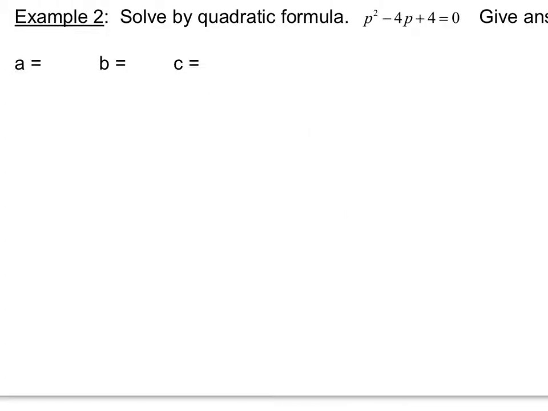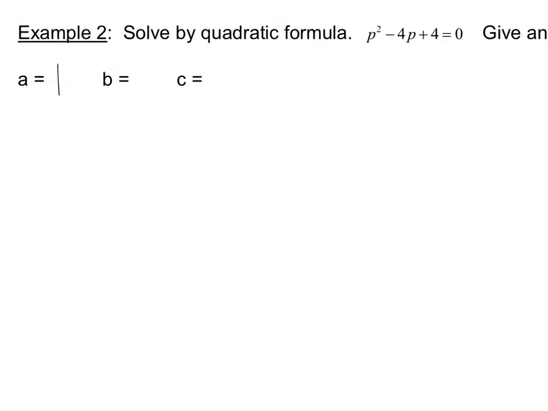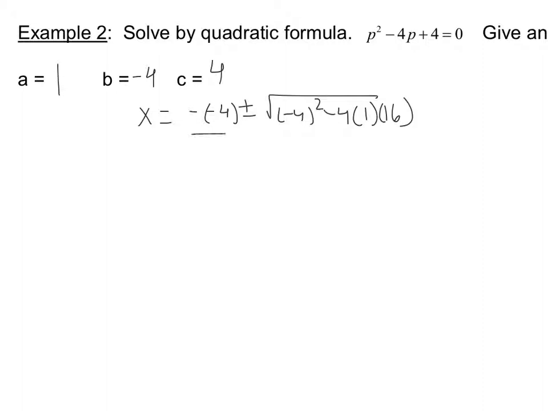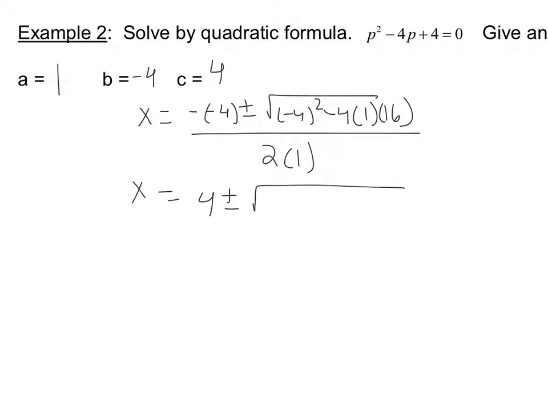So instead of the hundredth, this time they want the exact value. So here a is 1, b is negative 4, c is 4. So you would have x equals negative b plus or minus square root of b squared minus 4 times a times c all over 2 times a. So you get x equals 4 plus or minus square root of 16 minus 64 over 2.